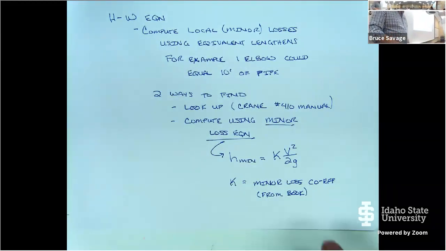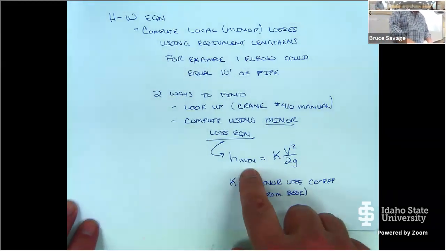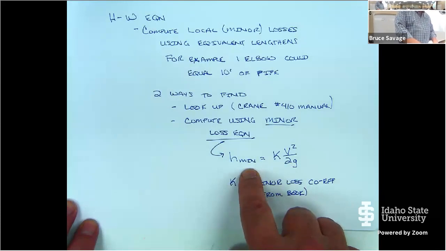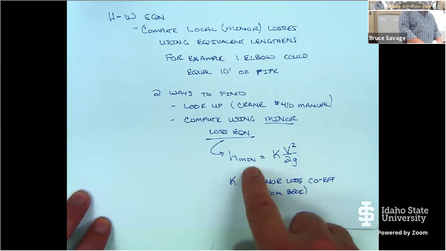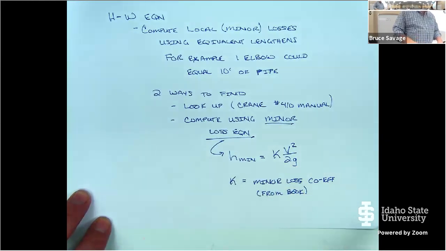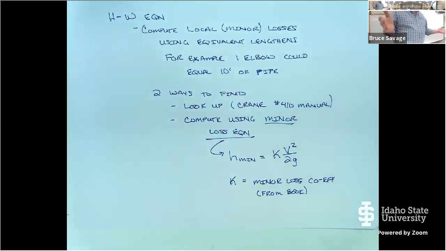So if we know how much minor loss, what the head loss due to the minor loss is, then we can go back and correlate that to a pipe length. And that pipe length we can then use inside of the Hazen-Williams equation. All right. It may not be clear just yet, but hopefully as we continue to go over this, it will become clear to you.